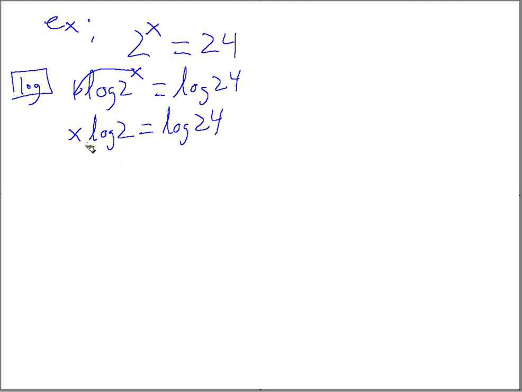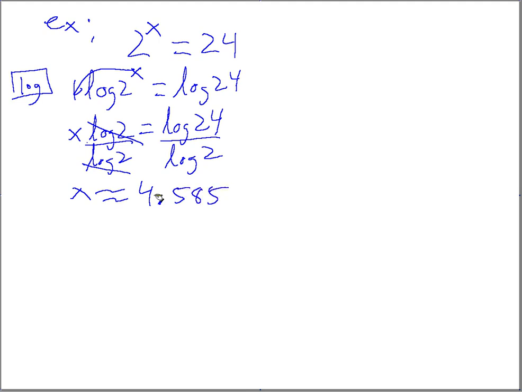And now, as you might suspect, we can divide out the log 2 to solve for x. I can punch that into the calculator. Typically, we'll try to round to 3 or 4 decimal places. So log 24 divided by log 2 on my calculator is roughly 4.585, rounding to 3 decimal places in this case. But on homework, just round to the decimal place the text asks you to.